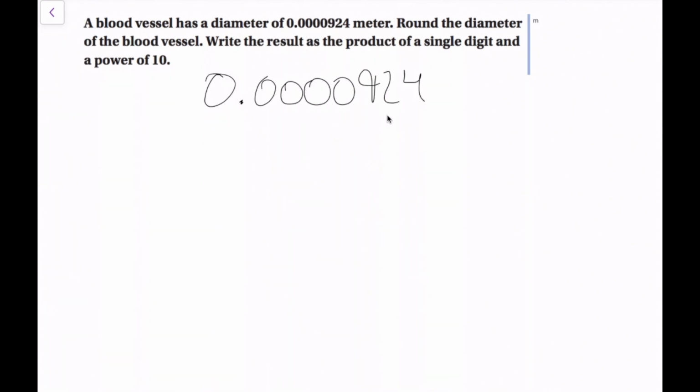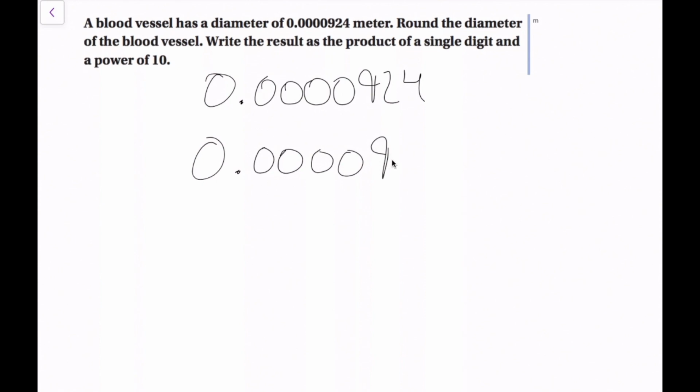Now I need to figure out what that one single digit is going to be because I'm rounding here. So I'm going to go to just my first non-zero digit, which is a 9 here. And this 2 and this 4 don't matter because I'm going to round them down. If you look at the 2, it is less than 5, so I'm going to round down here. So now I can rewrite my rounded answer as 0.00009.